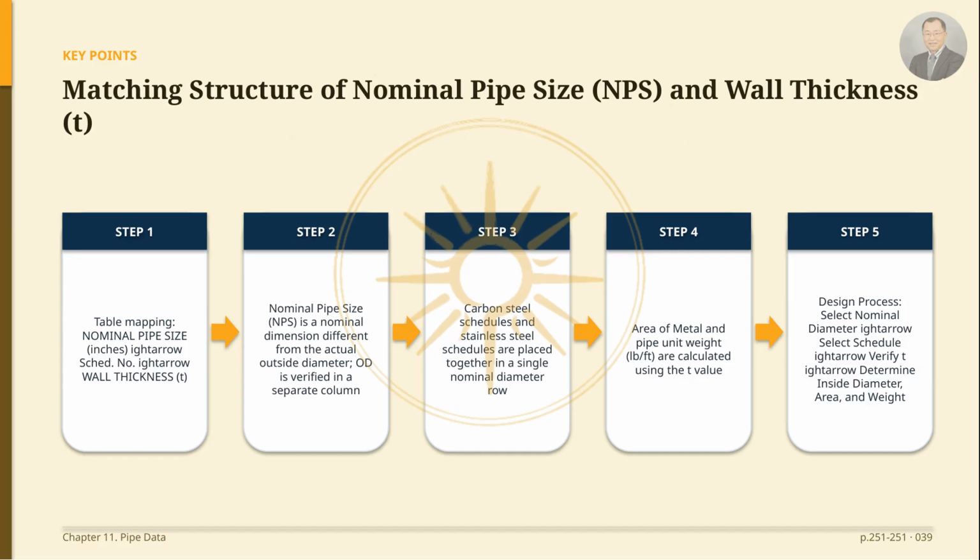Once the t-value is determined, the metal cross-sectional area and the pipe weight per foot, or LB/FT, can be calculated. Therefore, the design flow proceeds in the order of selecting the nominal diameter, choosing the schedule, verifying the wall thickness, and then determining the inside diameter, cross-sectional area, and weight.